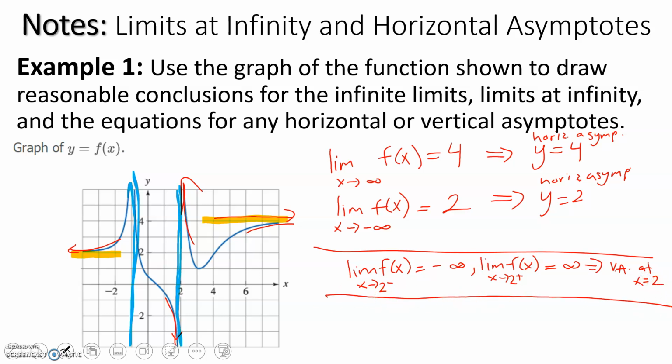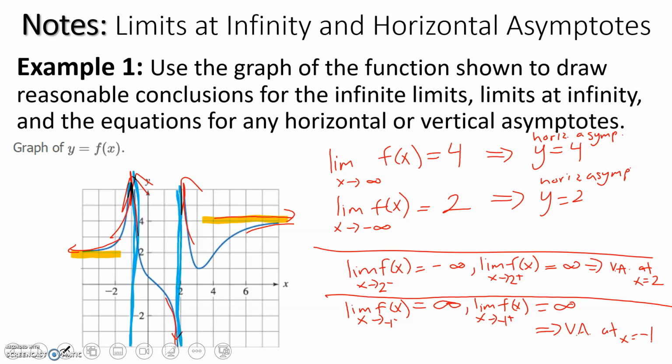And then let's check out our last one. We have the limit of f of x as x approaches, it looks like negative 1 from the left. We're going to infinity. And the limit of f of x as x approaches negative 1 from the right also goes to infinity. And therefore, we have a vertical asymptote at x equals negative 1. Now do note here, it is not necessary for those vertical asymptotes to approach that infinity in the same direction.